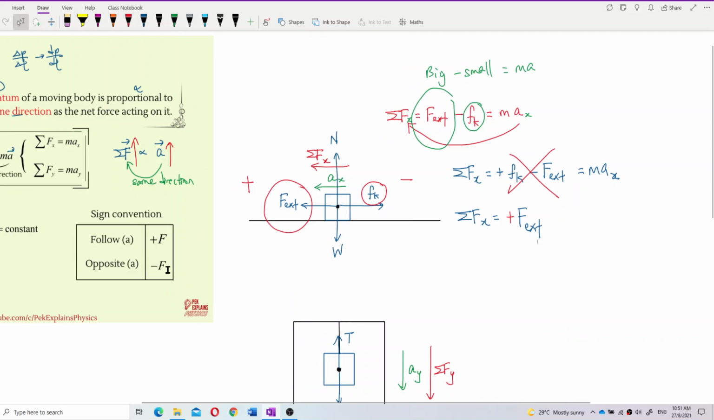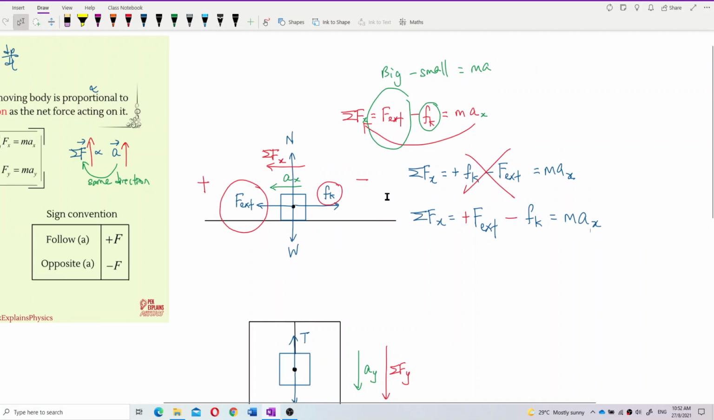Understand? Opposite acceleration we put negative, although this force is to the right, we don't put that as positive. We put that as negative because it is opposite the acceleration. So we put negative friction, equal to ma in the x component. So we got the equation already. It's the same, isn't it? Is it the same compared to the top one? Yeah, so we got the equation like this.